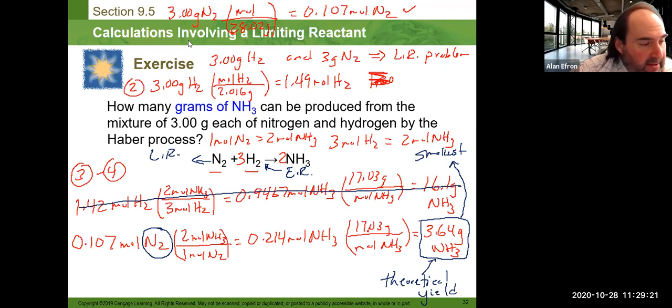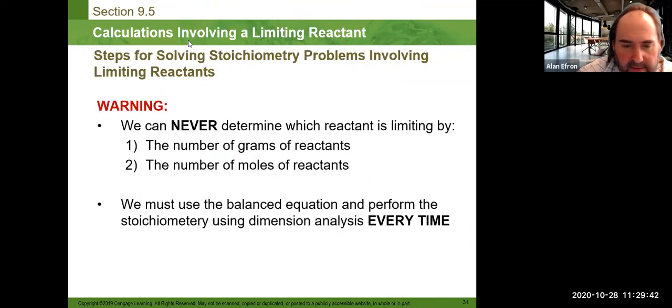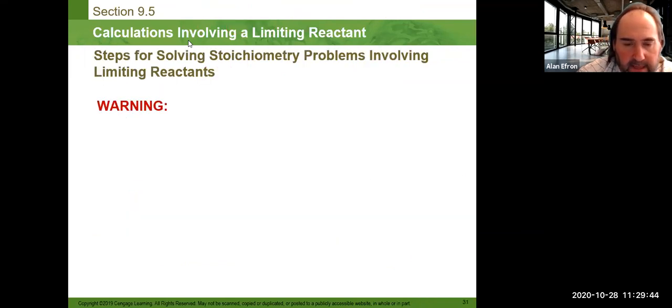Now, another kind of thing that you're sometimes asked for is, can we figure out how much of our excess reagent is left over? And we can do that. So if we wanted to figure out in this particular example how much our excess reagent was left over, we would have to do another calculation here. So let me just back up here.